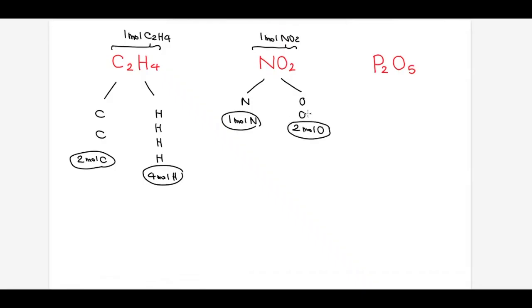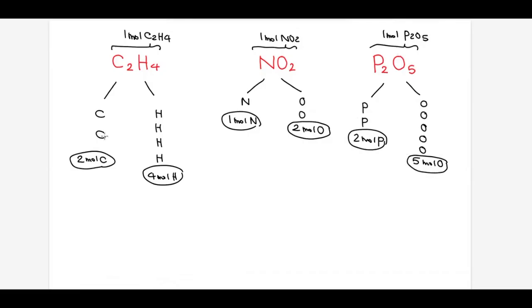Let's do one more example. In the case of P2O5, if the whole thing is 1 mole, or for every 1 mole of P2O5, that means we have 2 P's, so that will be 2 moles of P, and there will be 5 moles of oxygen because technically there are 5 oxygens there.